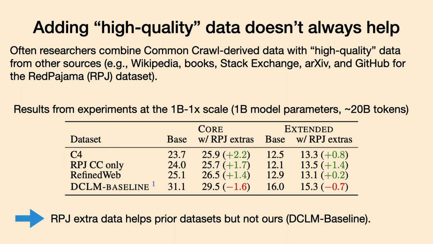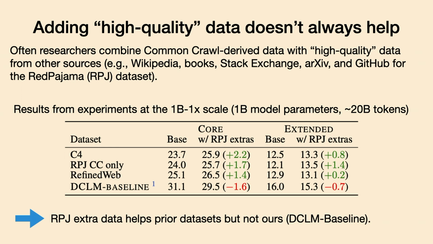So one more finding that I wanted to highlight quickly, because it's counterintuitive also, is again around high quality data. So prior work had found that if you combine Common Crawl derived data with high quality data such as Wikipedia, books, Stack Exchange, and so on, then you get a boost in performance. And we could indeed reproduce it. If you take data sets like C4, Llama, and RefinedWeb, and you add in these extra data sets like Stack Exchange, arXiv, and so on, you do see gains.